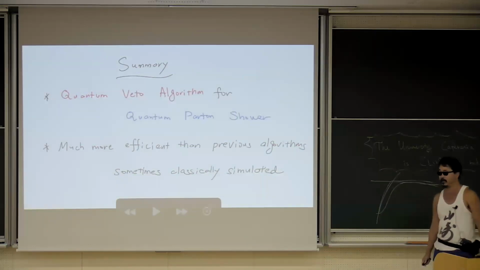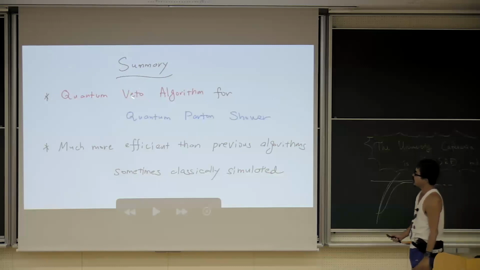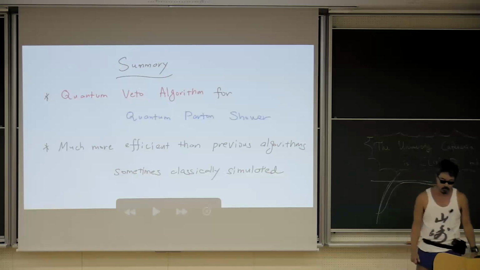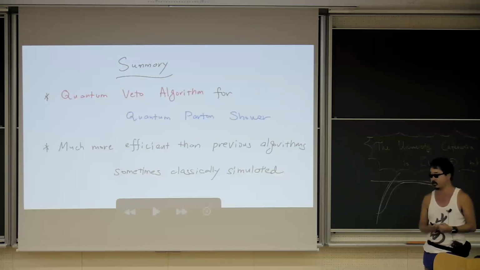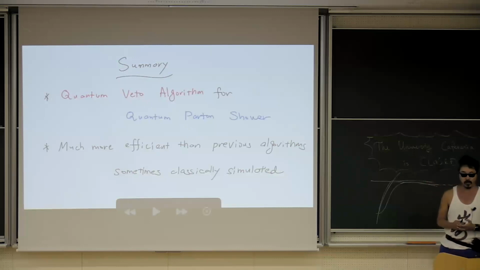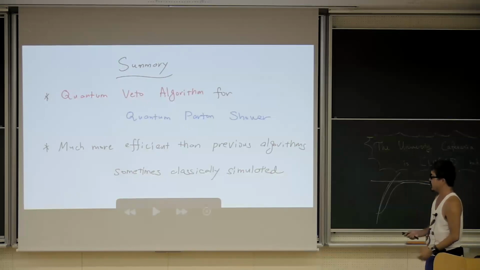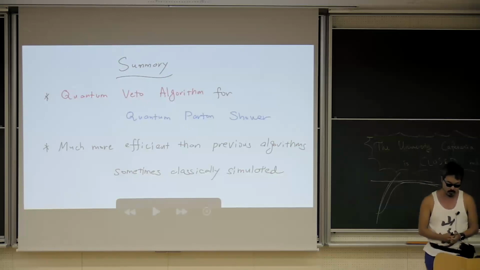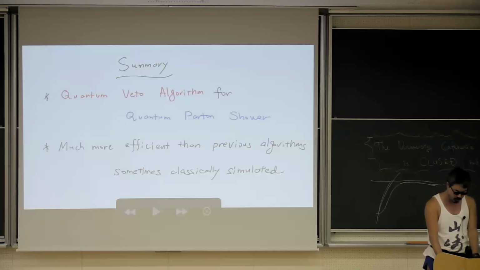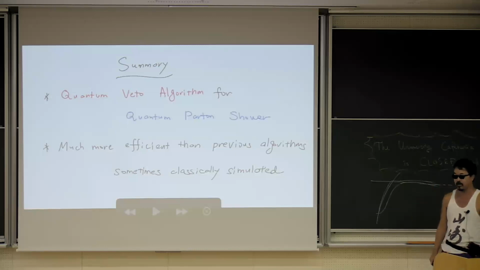What I explained is the Veto algorithm for quantum Parton shower, and it turns out that this algorithm, partly because it's a classical-quantum hybrid... As I mentioned at the very beginning, people have written papers about the quantum Parton shower these days. Several papers have been written. But as far as efficiency, for example, number of gates, etc., is concerned, our methods are much more efficient. And in some cases, there is even a simulation by classical devices. Now, this is all I want to say.